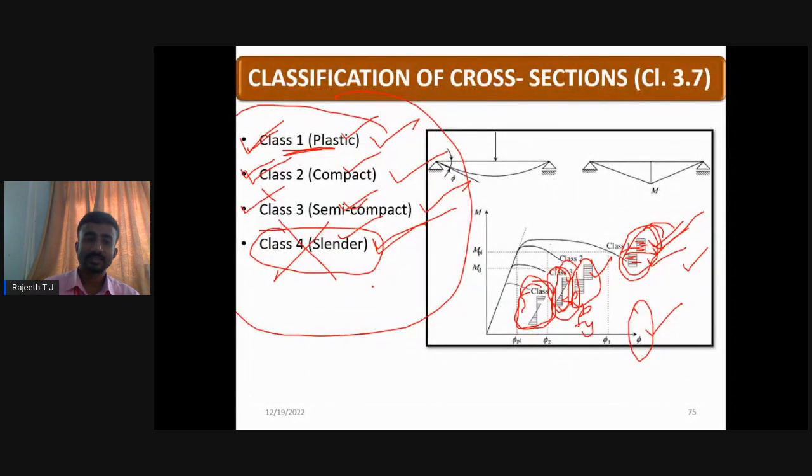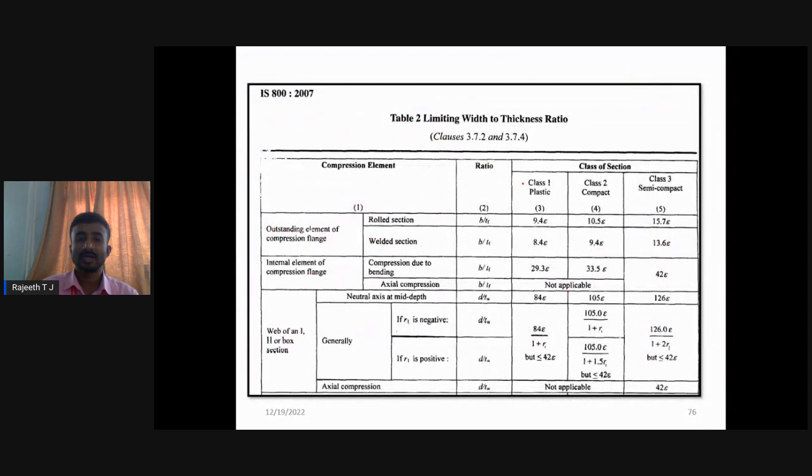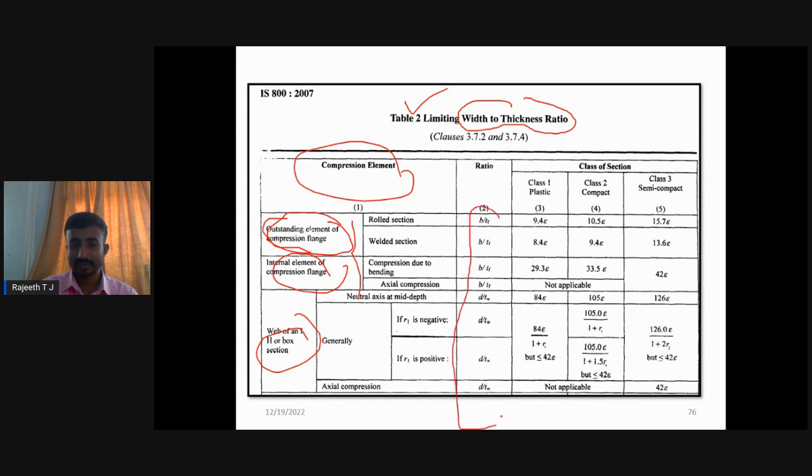So whatever cross sections I have discussed here, those cross sections can be classified according to the width to thickness ratio, which is available in Table number 2. So based on the compression element, the outstanding compression flange, internal compression flange, web of I section, rolled section or welded section, all those things are given based on these ratios. What are these ratios? For the compression flange, they are taken as b by tf ratio, that is width of flange by thickness of flange ratio, and d by tw ratio. They are going to decide whether the section is plastic or compact and so on.